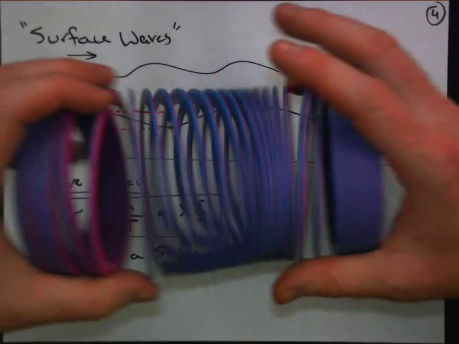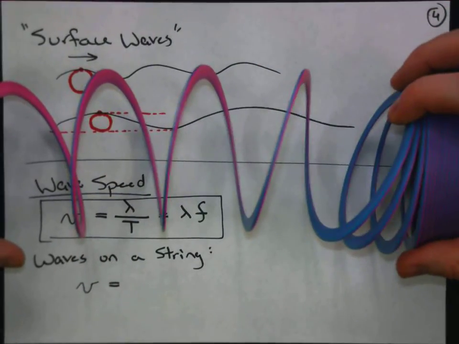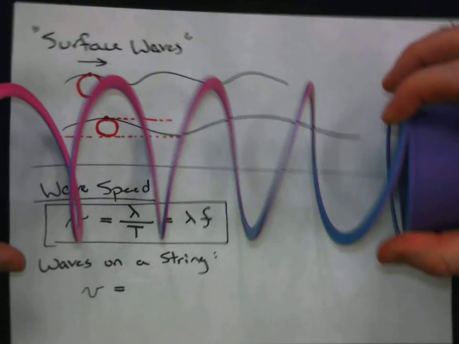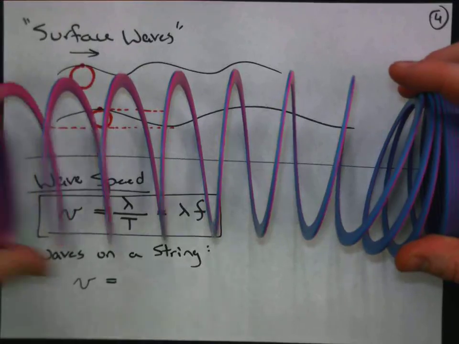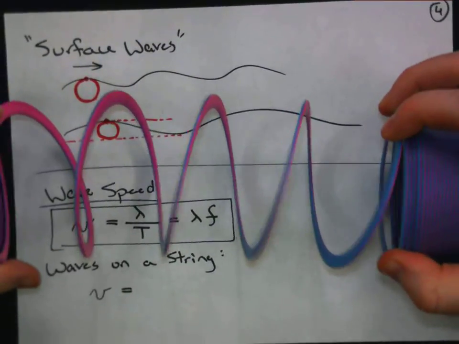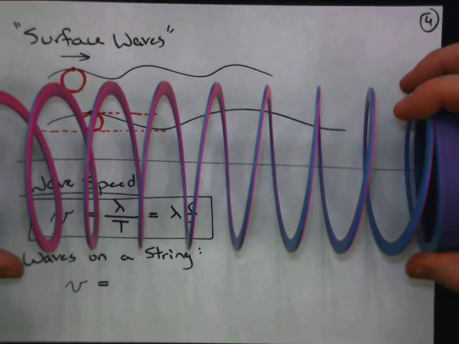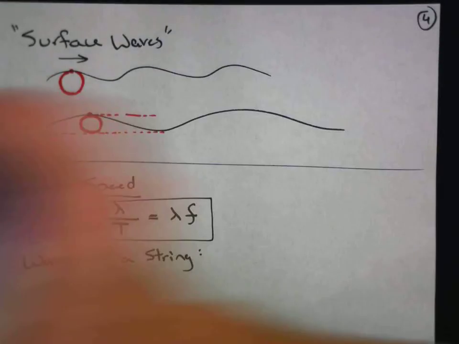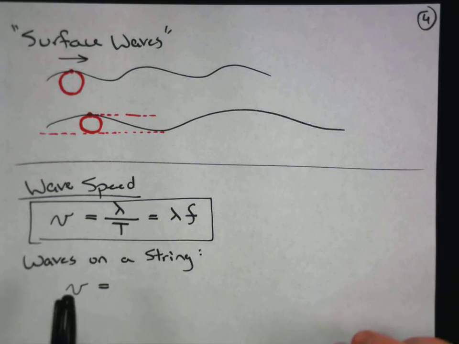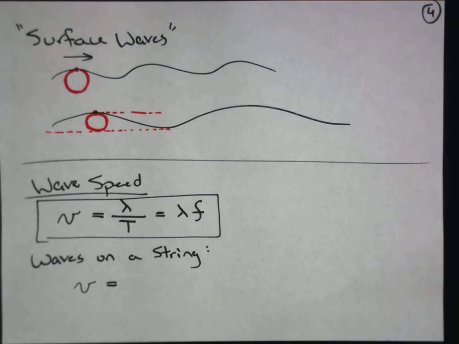Okay, now I'm going to create much more tension, and I'll create another longitudinal wave. And watch how fast this one goes. Okay. Whoa. Do it again. More tension. Okay. Less tension. Even less tension. So the speed of a wave on a string seems to be somehow connected to the amount of tension.